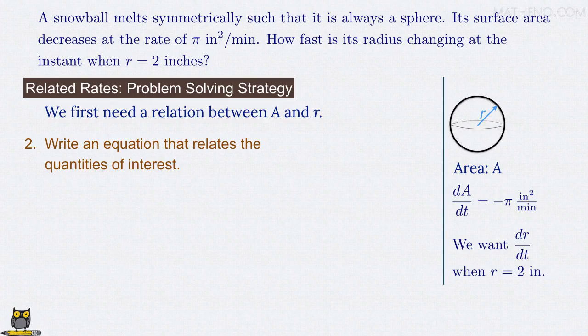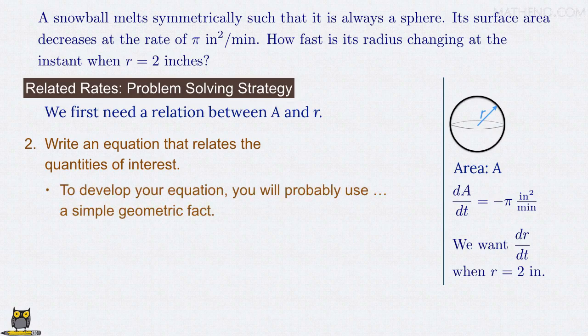Now for some related rates problems, to develop the relation we're after, you will use a simple geometric fact. And in this case, because the snowball always remains a sphere, that's a big clue. We know how its surface area depends on its radius. At every moment, its area is A equals 4 pi r squared. And that's either something you remember, or, if you have to, go ahead and look it up.